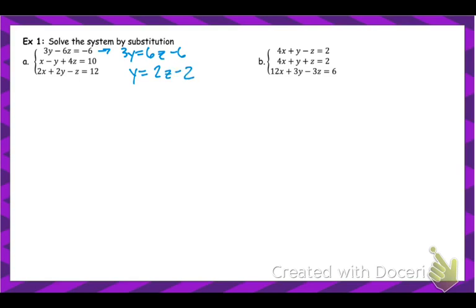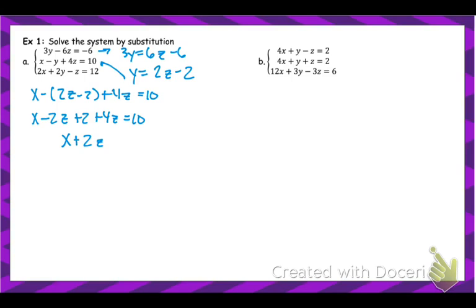Once I've solved for y, then what I can do is take that and plug it back in to my other two equations. So I'm going to take that and plug it back into the second equation. So x minus (2z minus 2) plus 4z equals 10. So that gives me x minus 2z plus 2 plus 4z, which gives me x plus 2z equals 8.